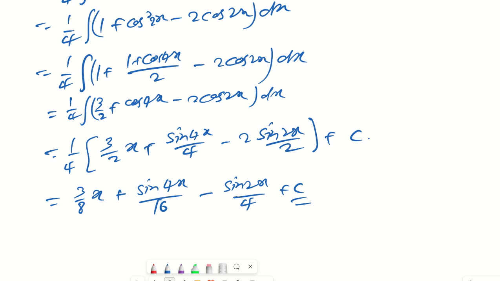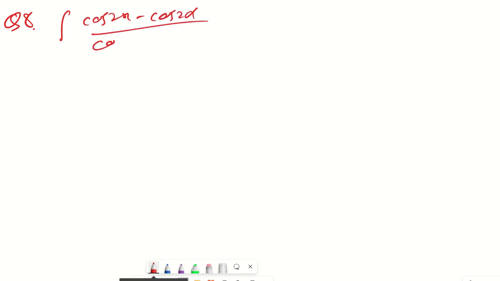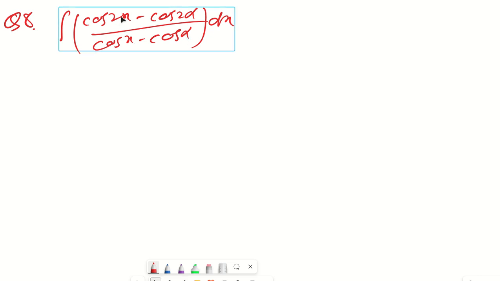All right. Now let us take another question. It's going to be a very simple question. Question is: integration of (cos 2x minus cos 2 alpha) divided by (cos x minus cos alpha) dx. So this is the question. So we have alpha as constant and x is variable.